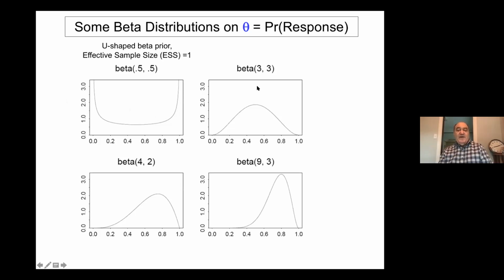It's not informative. If you go to the upper right, you've got a beta distribution that also has mean 0.5, but its parameters are 3 and 3, and you see it's getting a bit more informative. For a beta 4,2, the mean is 2/3, and you see now the effective sample size is 6, the same as the one in the upper right. In the lower right, we've got a beta 9,3. There, the mean is 0.75, and you see the effective sample size is 12. As the effective sample size of the beta goes up, it becomes more and more informative.